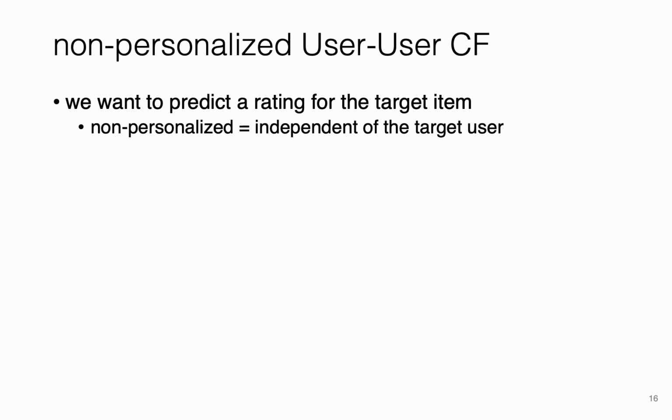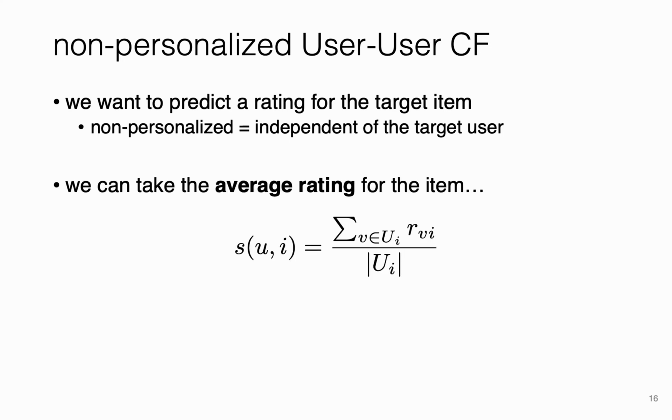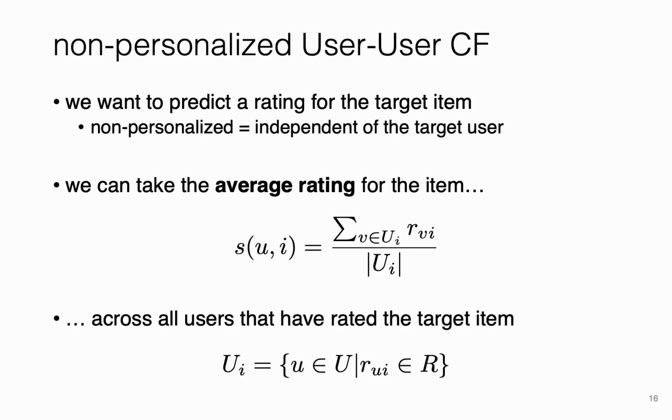So what is the simplest approach we can think of? Predict the rating of an item to be that item's average rating. This is shown by the formula here, where U_I is the set of users that have rated I. How can we tell that this prediction is not personalized? If we look at the formula, the prediction does not depend on the target user U.